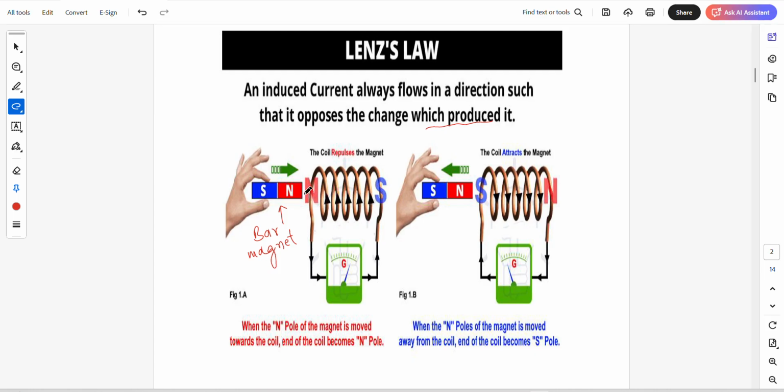When it repels, the same polarity will be formed here, because we know that like poles repel, unlike poles attract. Therefore you will be having a north pole here. Now the direction of current will be in the anti-clockwise direction. That you have to remember, that is very very important. This is north pole.